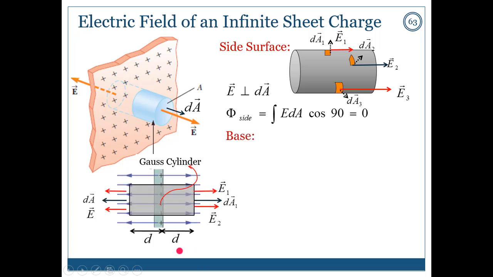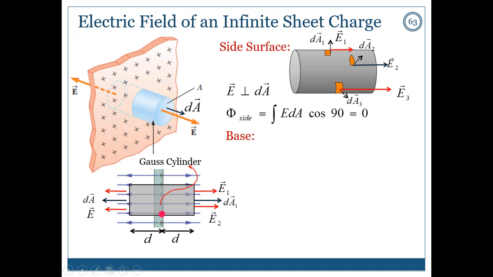So how do we pick this cylinder? Let's look at a cross-sectional view. Let's get a picture on this cross-sectional plane. So this is my sheet charge, plus charges. E field lines are perpendicular to the surface and away towards both directions. All right, this is my cylinder cutting through the sheet. Okay, that's my Gaussian cylinder.